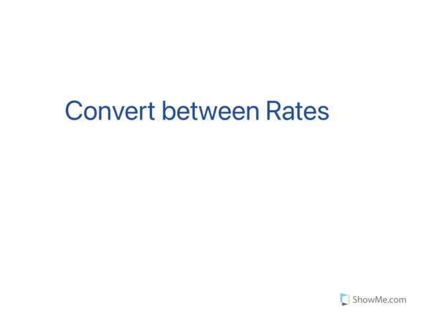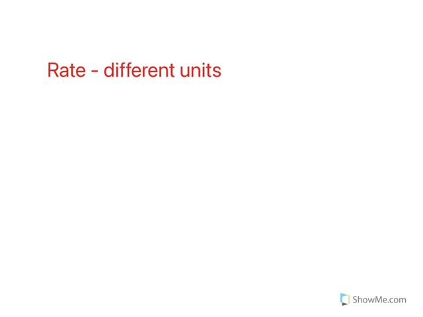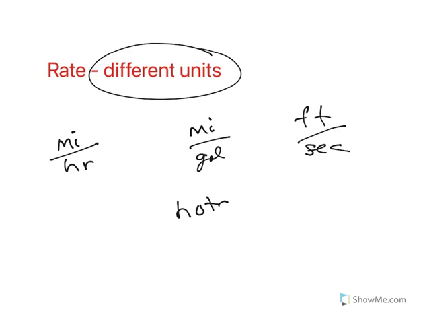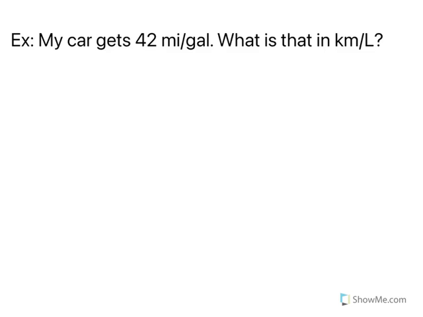Let's convert between rates. Now, what is a rate? Well, a rate is different units. So think about miles per hour, or miles per gallon, or feet per second, or I can eat 32 hot dogs per minute, right? It's when the numerator and denominator have different units. That is a rate. Okay, so my car gets 42 miles per gallon.